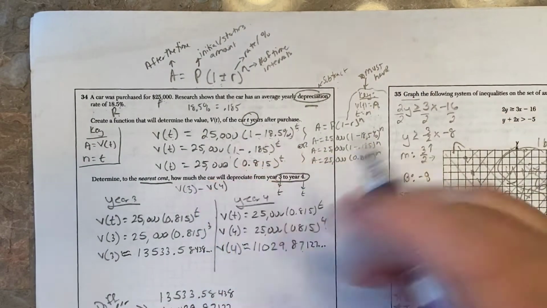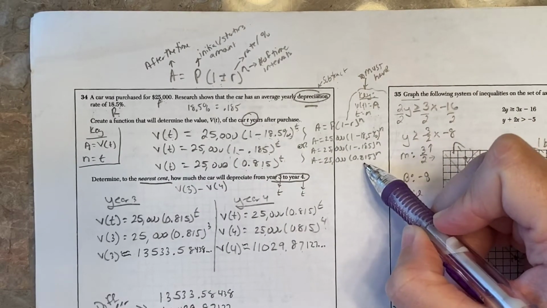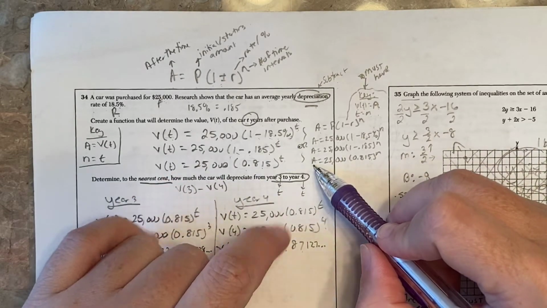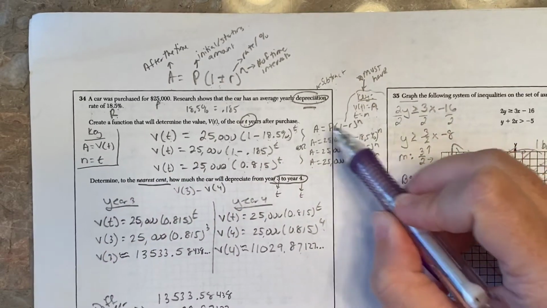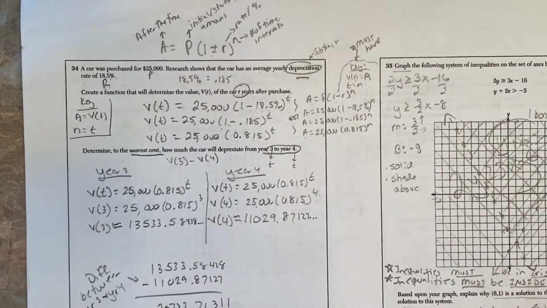It's essentially the same thing over here. 25,000 at the beginning, 18.5% is 0.185, and your base comes out to be 0.815. The only difference is that instead of V of t, it's A, and instead of t, it is n. But again, if you're going to use this one, you have to use a key. You have to have it. It's so important. All right, next part.